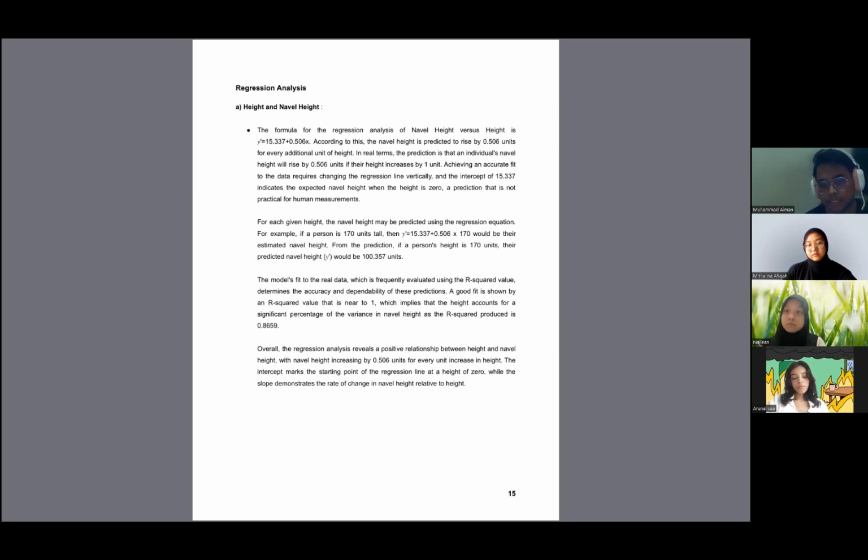For example, if a person is 170 units tall, then y is equal to 15.337 plus 0.506 times 170. So that would be their estimated navel height from the prediction. If a person's height is 170 units, their predicted navel height would be 100.357 units. Next.